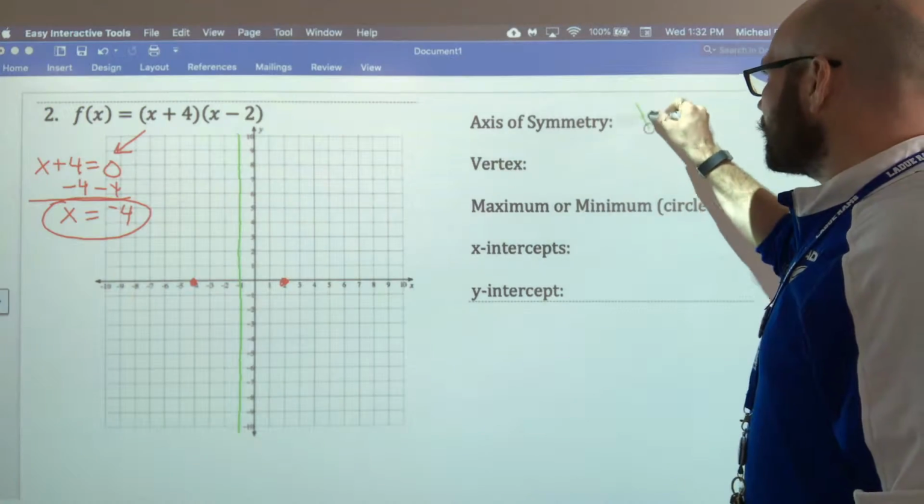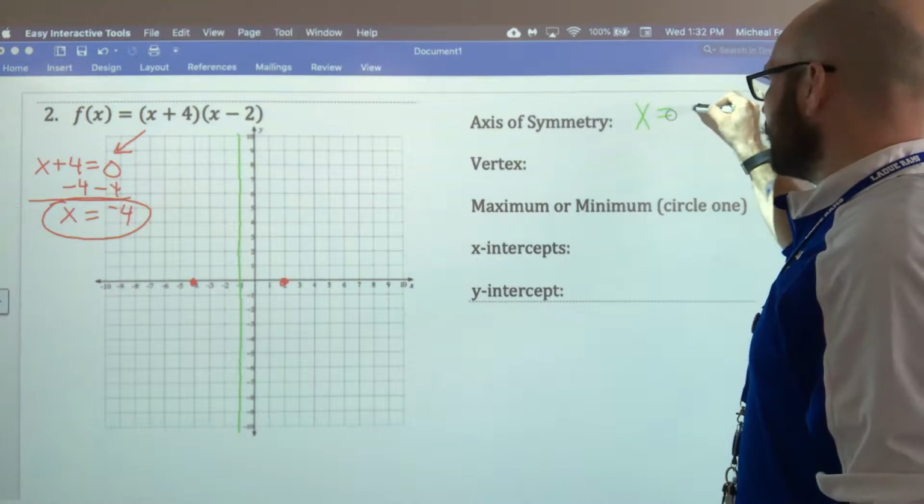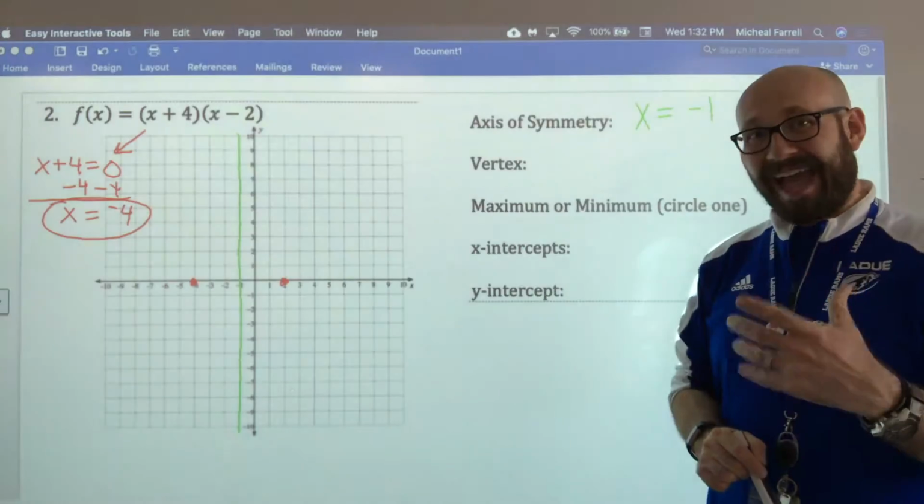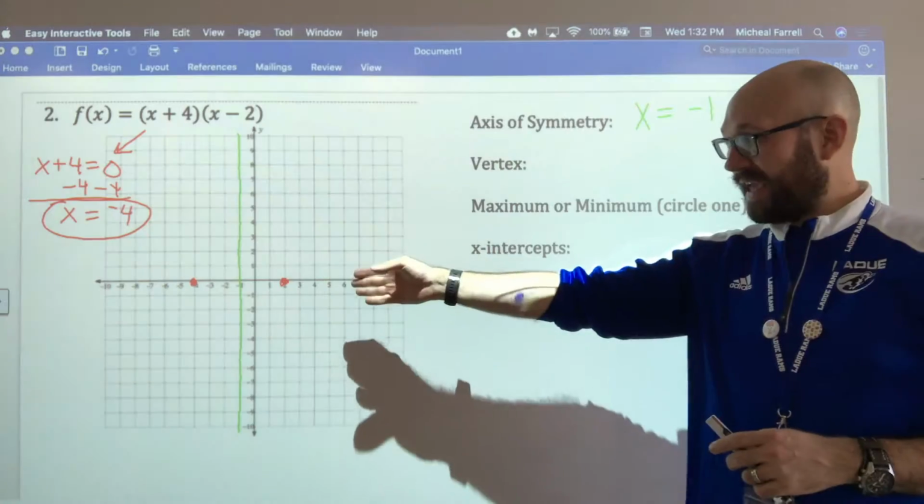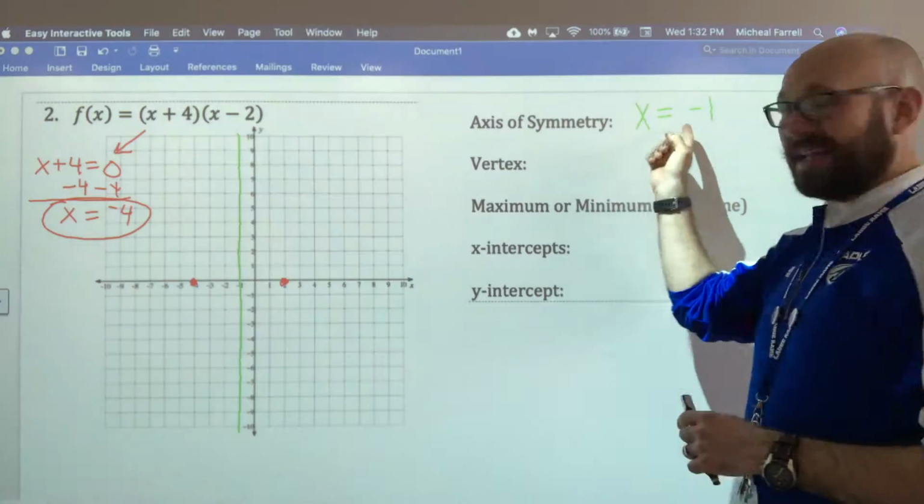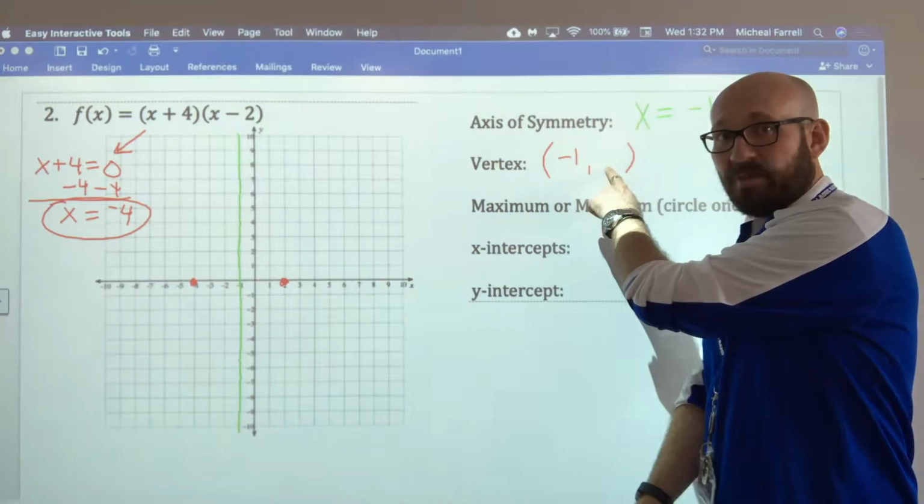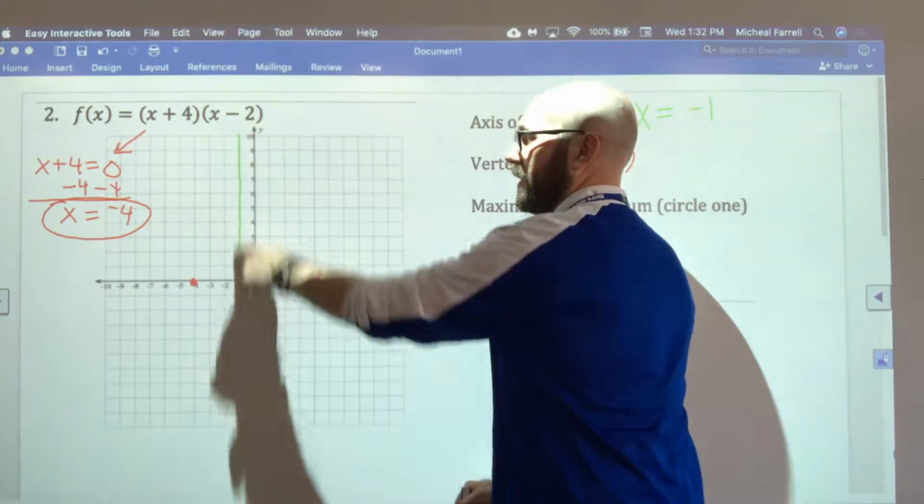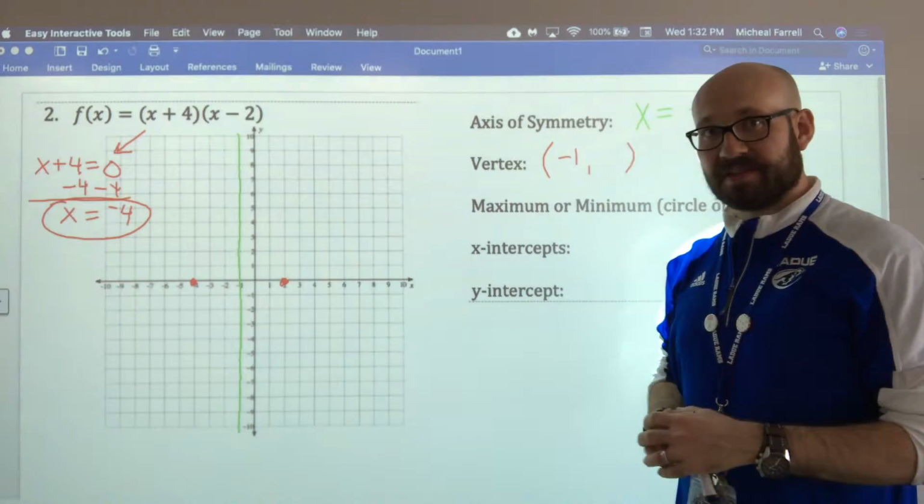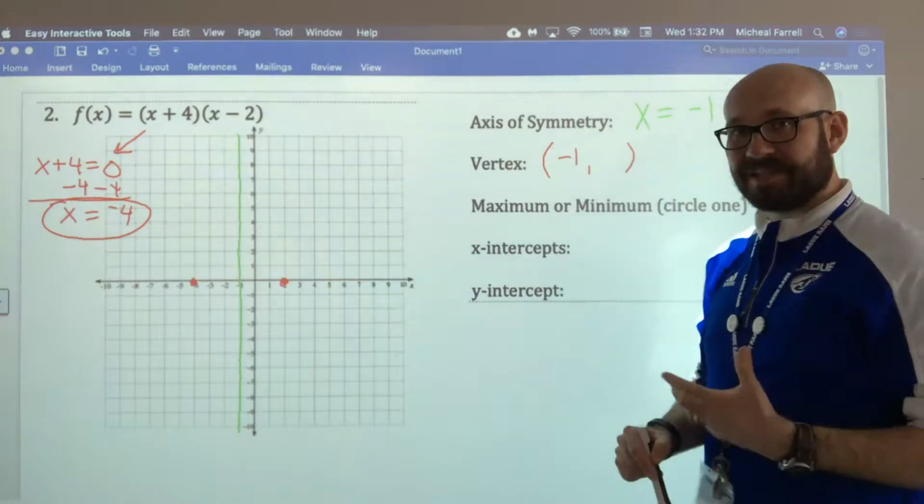So let's go ahead and write down what we know so far. We know so far axis of symmetry is at x equals -1. We also know that the x value of our vertex is on the axis of symmetry, so it should be -1 as well. So let's go ahead and write that much down. Now we just need to find the y value. What I don't know is where on the axis of symmetry that vertex is located. So let's plug in that x equals -1.